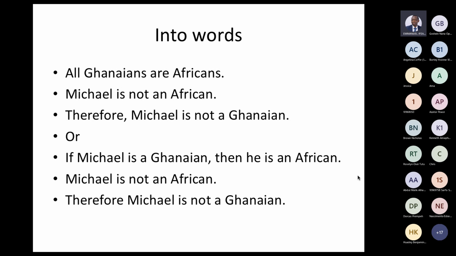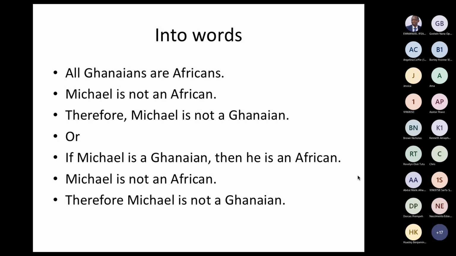Now, if you say that all Ghanaians are Africans, but you say Michael is not an African, it's enough to show he's not a Ghanaian. If Michael is not an African, then he cannot come from anywhere inside Africa, including Ghana. So showing that Michael is not an African is already enough to show he's not from Ghana.